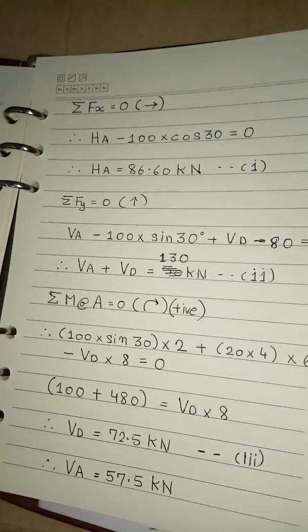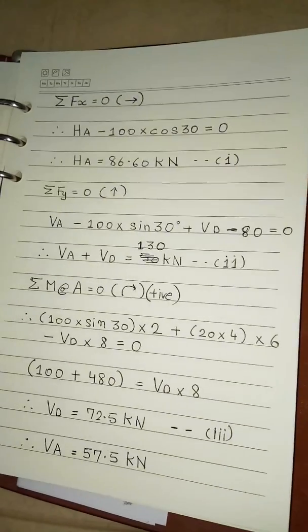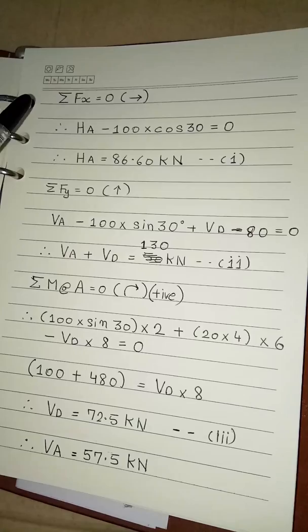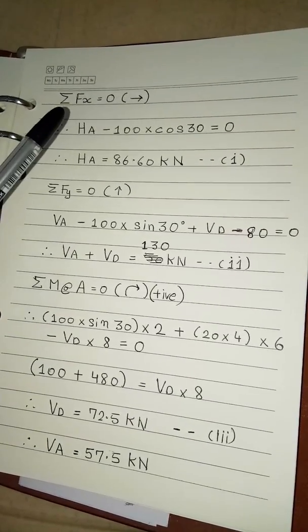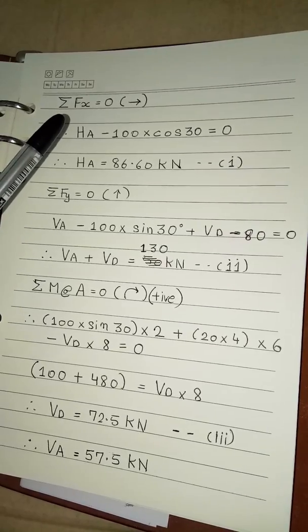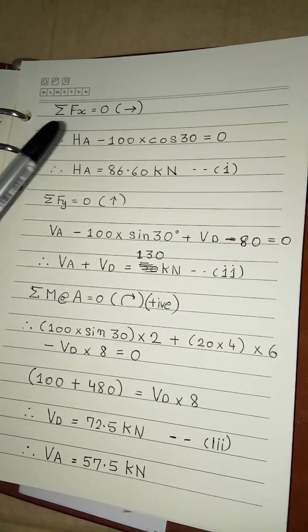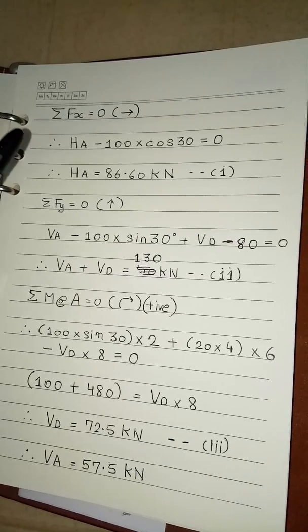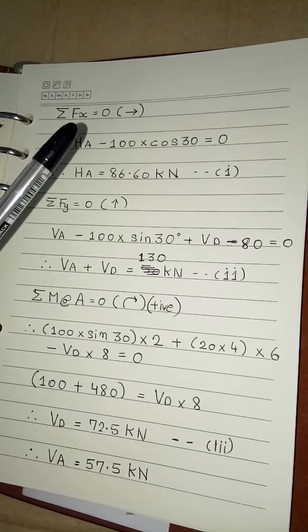So these are the calculation parts as we can see here. First I'll focus on summation Fx is equal to 0. Now regarding this, if anyone has a doubt, I would like to inform you that summation Fx is equal to 0 means summation of all the horizontal forces acting on this beam is equal to 0.